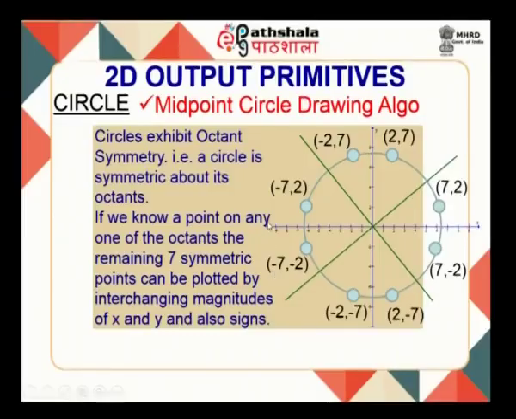So, that is the interesting part. We do not have to compute points on the entire circle. It is just enough that we use an algorithm to compute points on only one of the octants, and the remaining 7 points on the remaining 7 octants can be easily plotted by just interchanging the x's and y's and by giving them various signs. So, that is as simple as that.